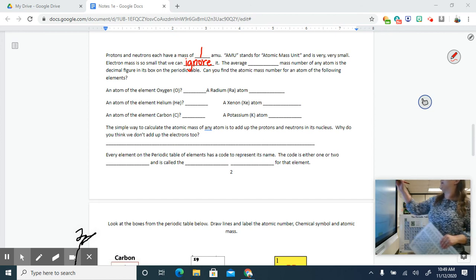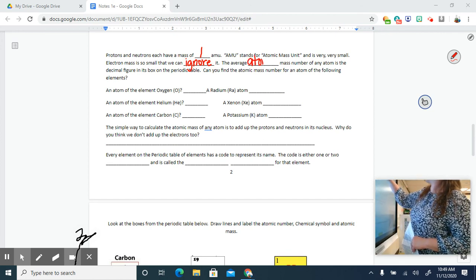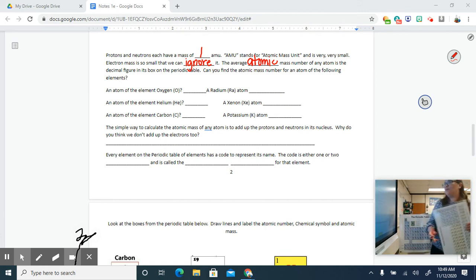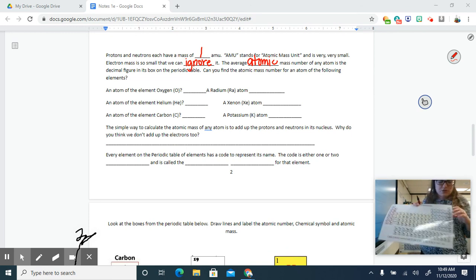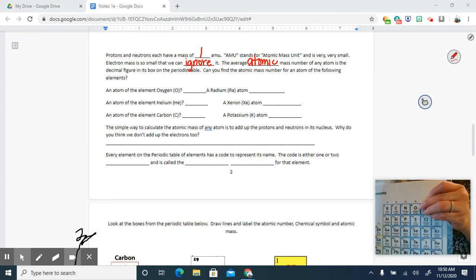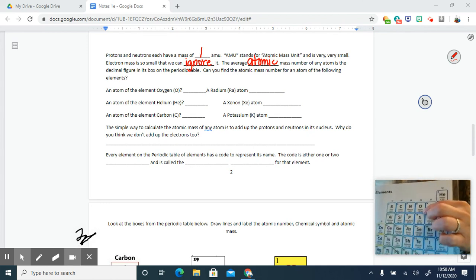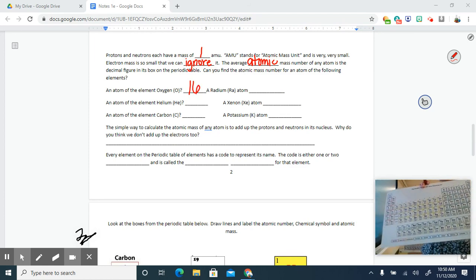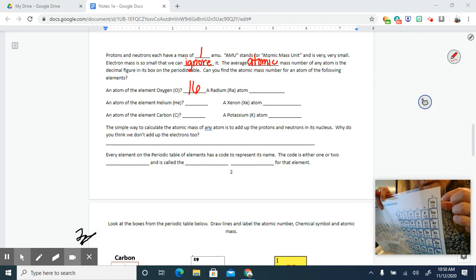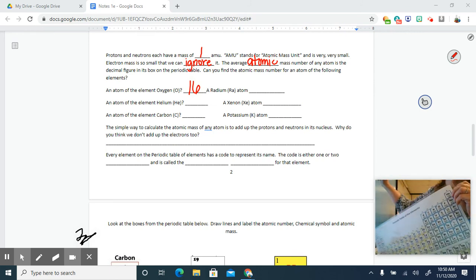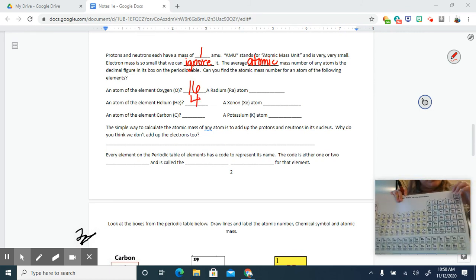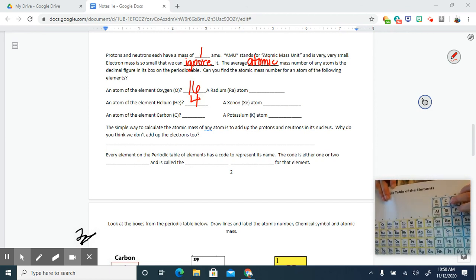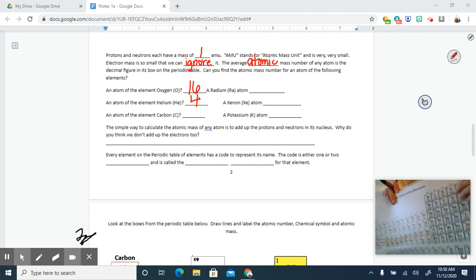So the average atomic mass number of any atom is the decimal figure, and I want you to, again, go to the periodic table, scroll up, whatever, and we're going to see if we can find the atomic mass for each of these. So first one on the list is oxygen. So there's oxygen. If you look down underneath, 16. So 16 is the mass for oxygen. Then helium is right up here, and helium is 4. Carbon right here. Carbon is 12.01.